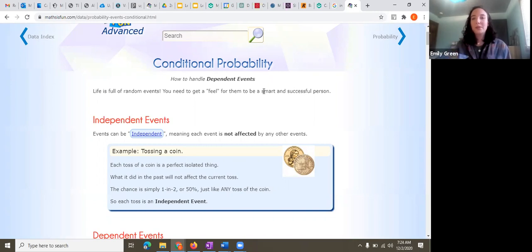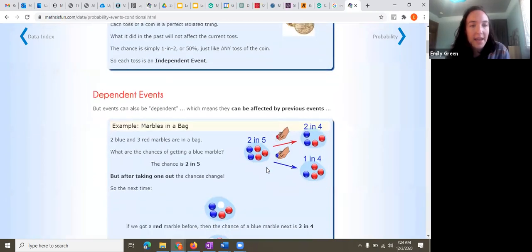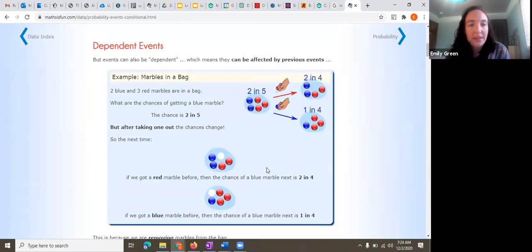So, I don't have a coin, I have a coaster. But if I flip it, whatever answer I get, heads or tails, is going to be completely independent. It never changes based on what happened previously. We're looking today at dependent events.